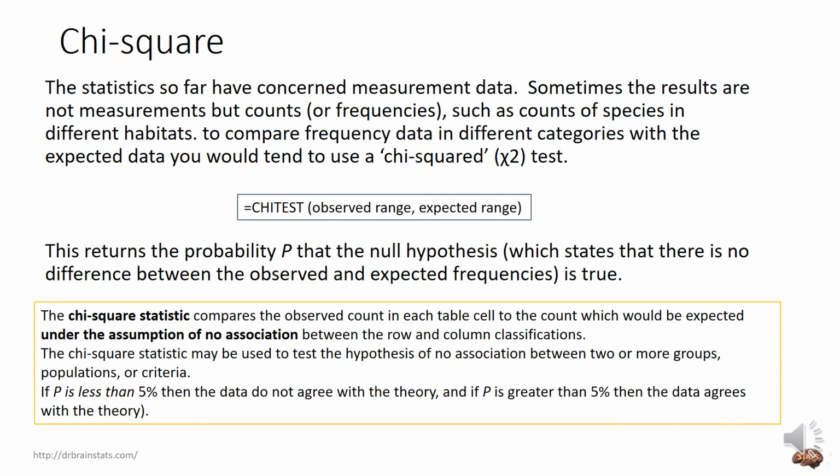And now we are going to use chi-square statistics. The statistics so far have concerned measurement data. Sometimes the results are not measurements but counts, such as counts of species in different habitats. To compare frequency data in different categories with the expected data, you tend to use a chi-square test. This returns the probability p that the null hypothesis, which states that there is no difference between the observed and expected frequencies, is true. And as before, if p is less than 5%, then the data do not agree with the theory, and if p is greater than 5%, then the data agrees with the theory.